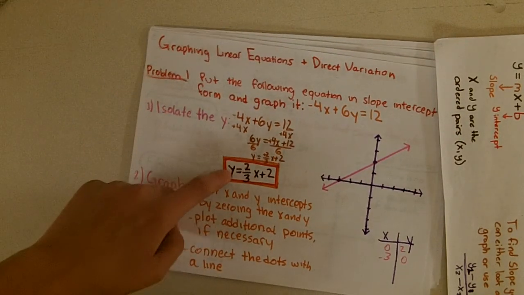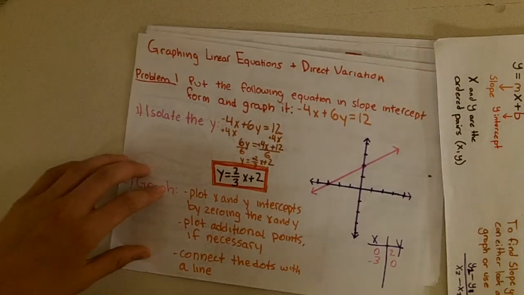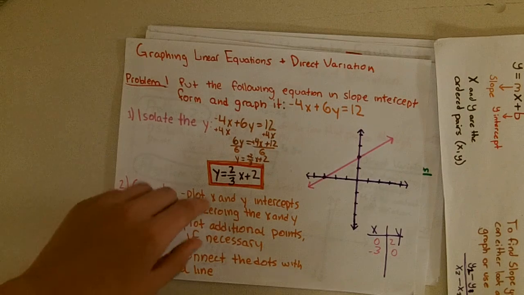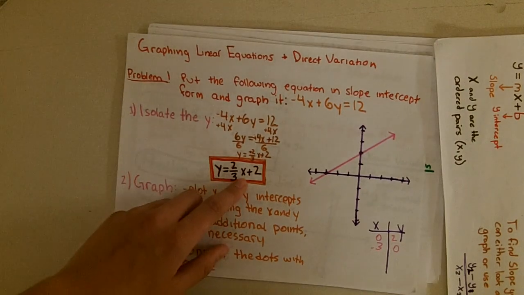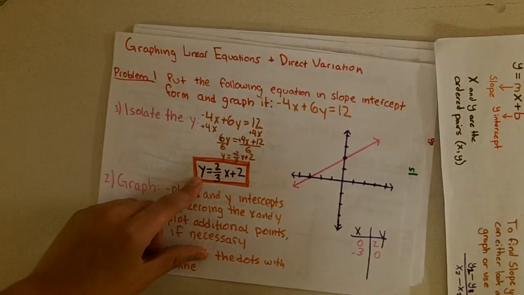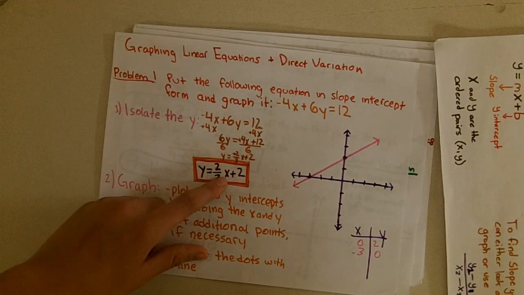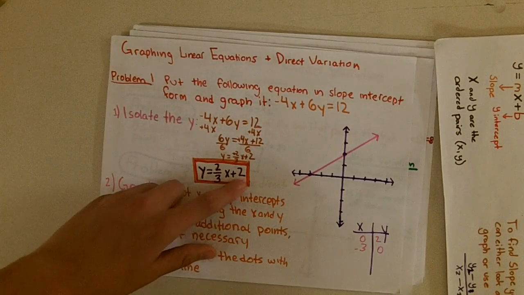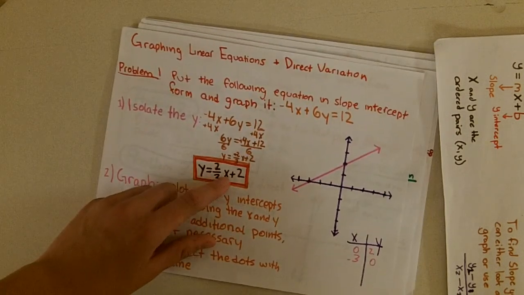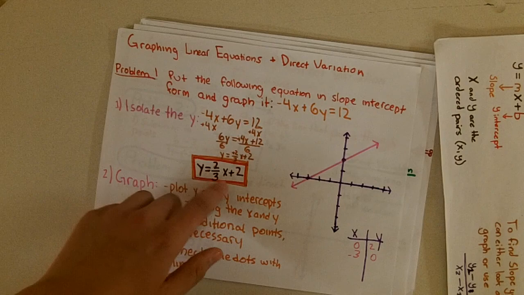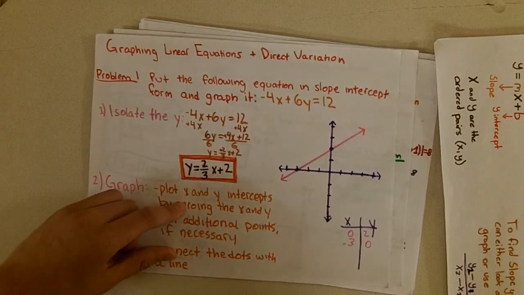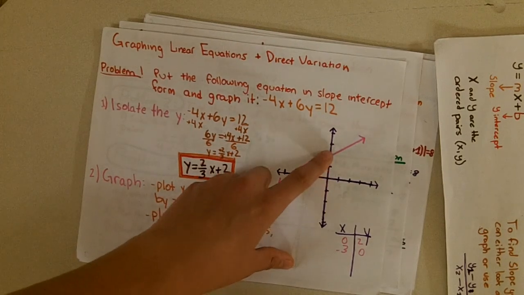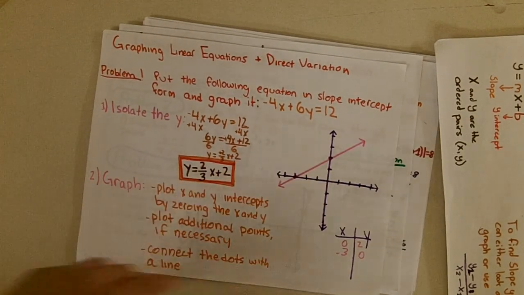Next, we're going to want to graph this equation. First, we want to plot the x and y intercepts by zeroing the x and y. To do this, we either make the x equal to 0 or the y equal to 0. First, we're going to make the x equal to 0. When we zero out the x, we get 2/3 times 0 plus 2 equals y. 2/3 times 0 is 0, plus 2 is 2, so our y-intercept is 2. It's also written here, b is the y-intercept. So we plot our y-intercept at 2.